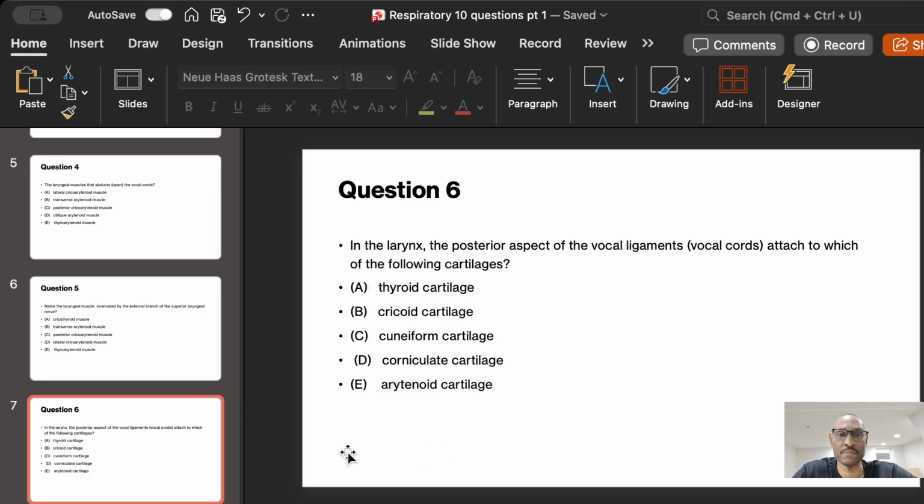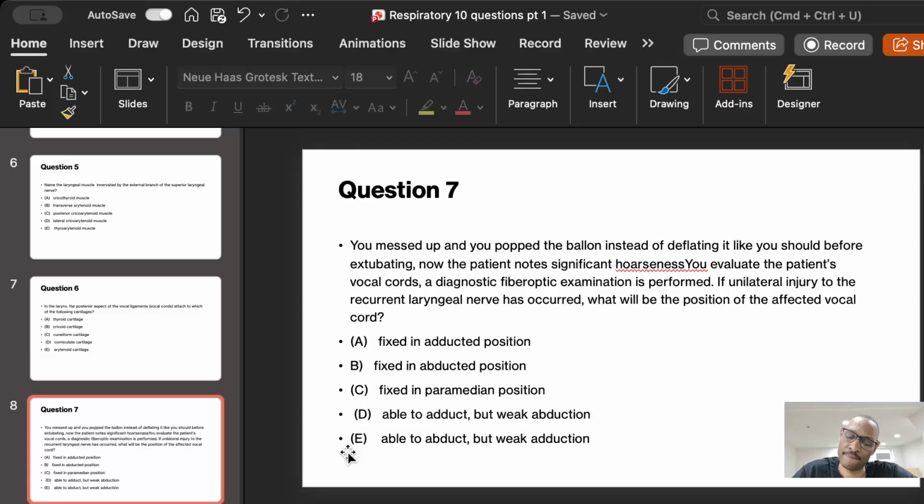Okay. Question number 7. All right. You messed up. You popped the balloon instead of deflating it like you should before extubating. Now the patient notes significant hoarseness. You evaluate the patient's vocal cords. Diagnostic fiber optic examination is performed. If unilateral injury to the recurrent laryngeal nerve has occurred, what will be the position of the affected vocal cord?